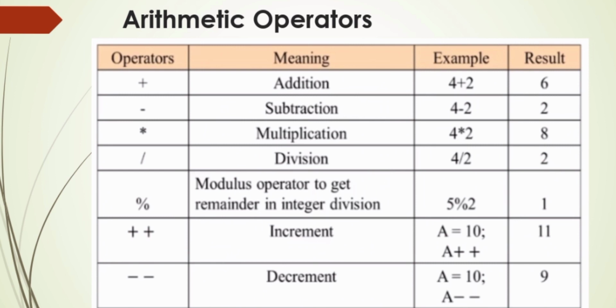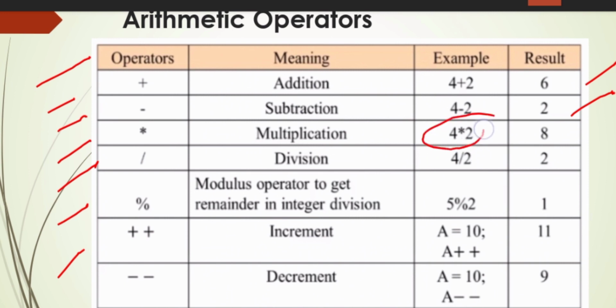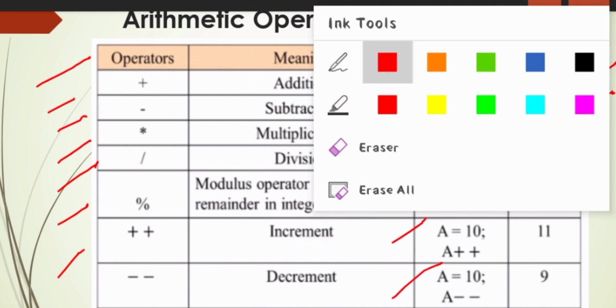Okay, next, arithmetic operators. So, these are our operators: addition, subtraction, multiplication, division, modulus, increment, and decrement. Addition is like 4 plus 2. Subtraction, 4 minus 2. Multiplication uses an asterisk. And division is this one.